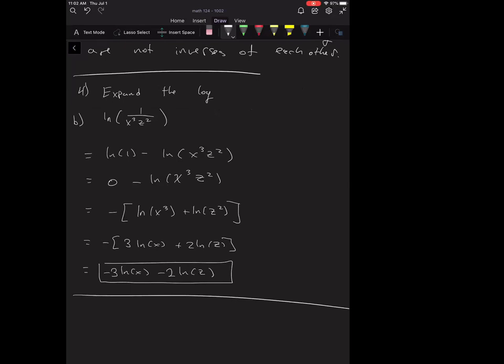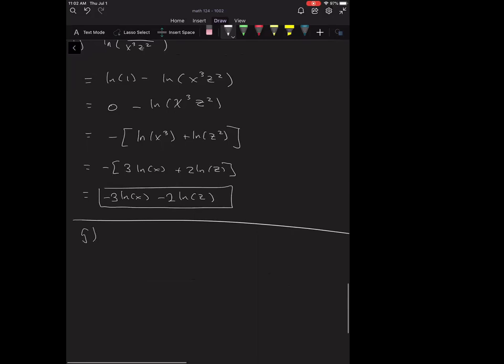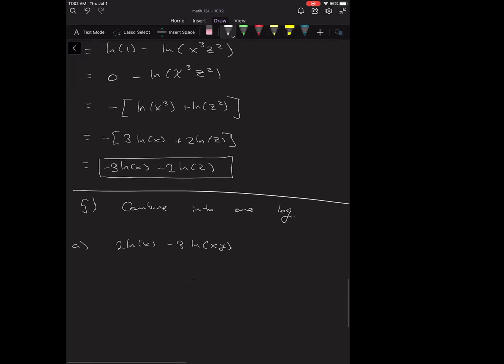Okay, the next one we want to combine into a single log. So problem 5, combine into one log. So part A, we have 2 natural log of x minus 3 natural log of xy. So the first thing we want to do is bring these numbers on the inside as powers. So doing that, our first line will be natural log of x squared minus natural log of x to the 3 y to the 3.